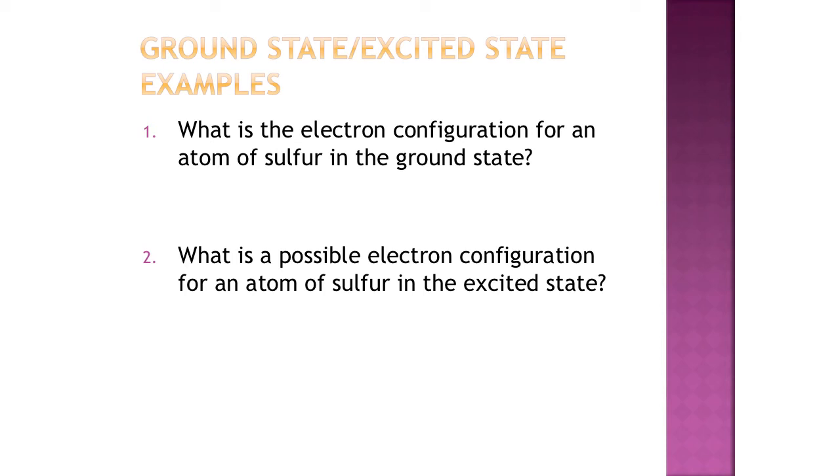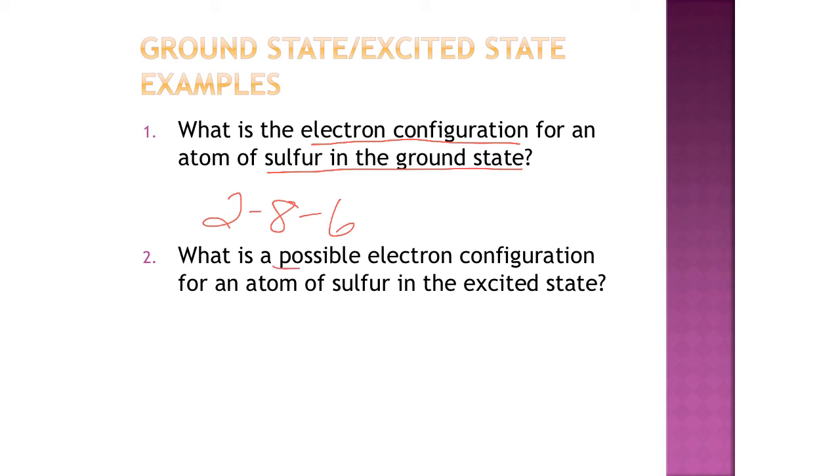All right, so we've got an example here. First example, what is the electron configuration of an atom of sulfur in the ground state? So ground state means normal. So we literally just go to the periodic table and we copy down sulfur's electron configuration. So that would be 2, 8, 6. So 16 electrons total, 2 electrons in the first shell, 8 in the second shell, and 6 in the third shell.